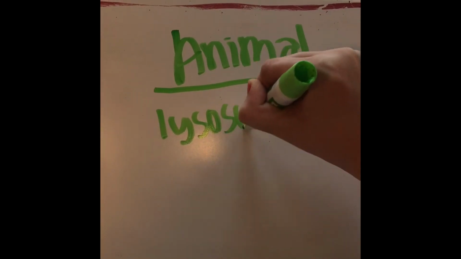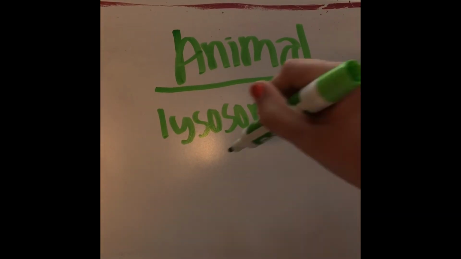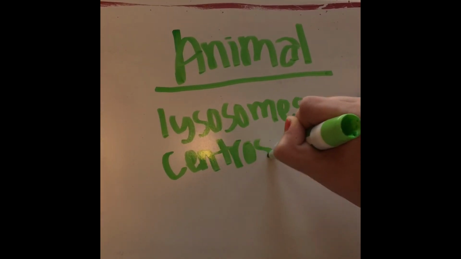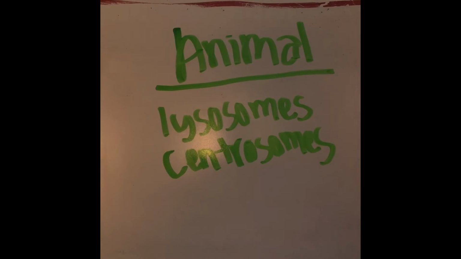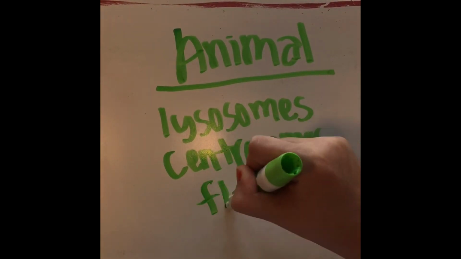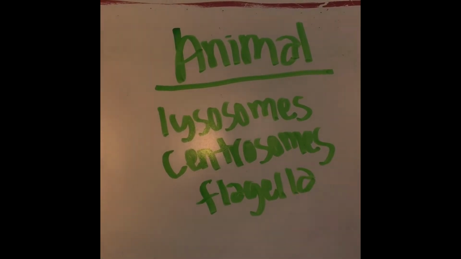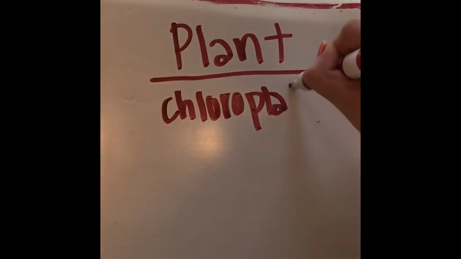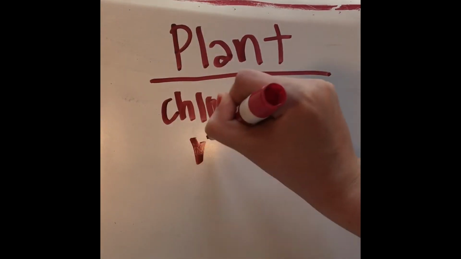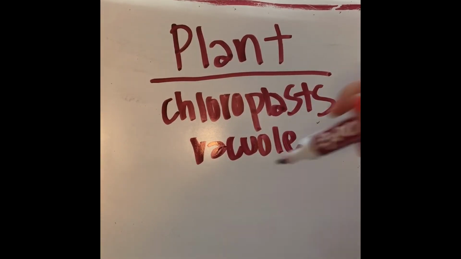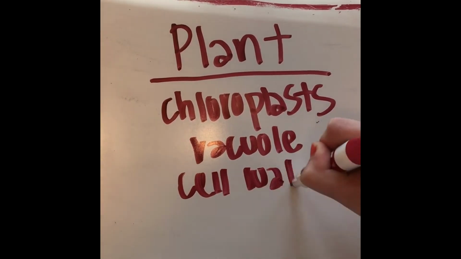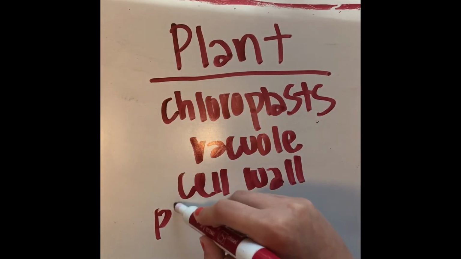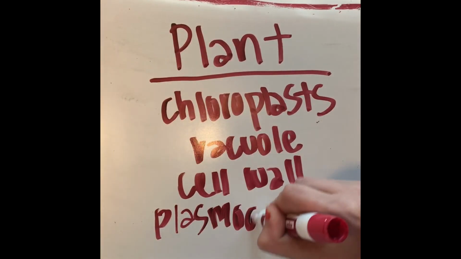The organelles specific to animal cells are lysosomes, centrosomes that have centrioles, and flagella, although some flagella are present in plant sperm. The organelles specific to a plant cell are chloroplasts, a central vacuole, cell wall, and plasmodesmata.